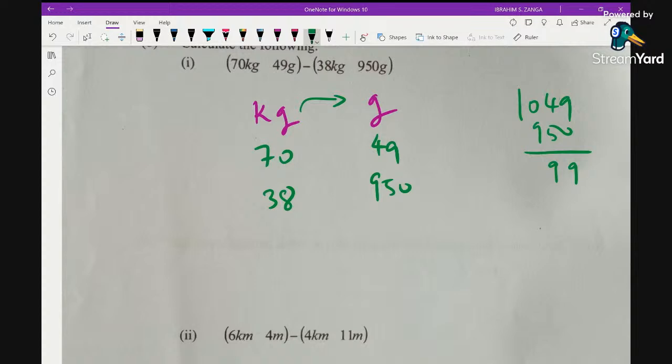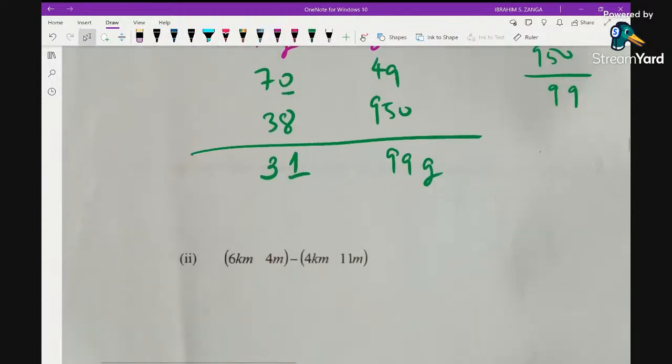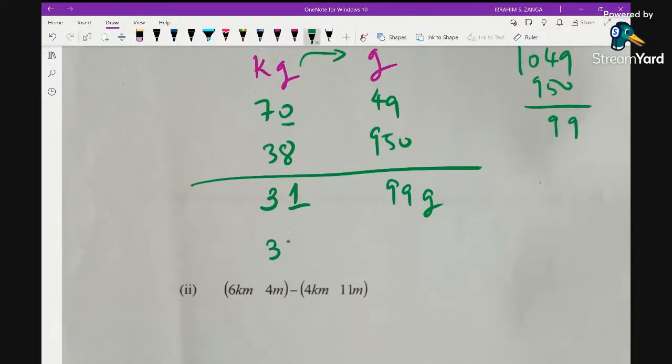Then you have 9 minus 9 remains 0. So here you have 99 gram. And here you have now, actually, if we borrowed 1, so here remains 9. 9 minus 8, you get 1. And here it was 66 minus 3 will be 3. So the final answer is 31 kg, 99 gram.